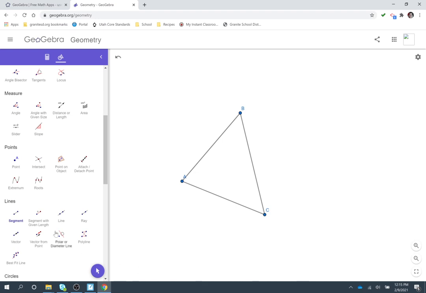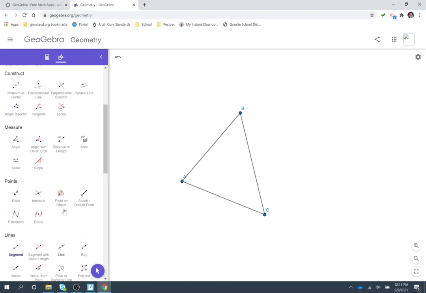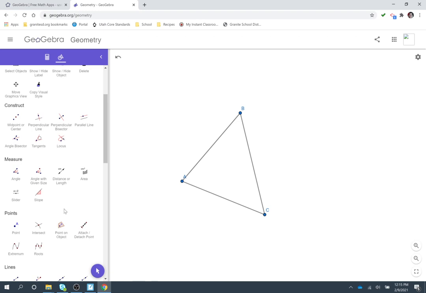Now, in order to do that, we're actually going to cheat a little bit, because earlier we learned how to construct a perpendicular bisector. And in here, GeoGebra will actually do that for you. So under construct, we're going to grab perpendicular bisector. And I want the perpendicular bisector of A to B. Notice it constructs a perpendicular line, meaning it's hitting at a 90-degree angle, and it's cutting AB in half.